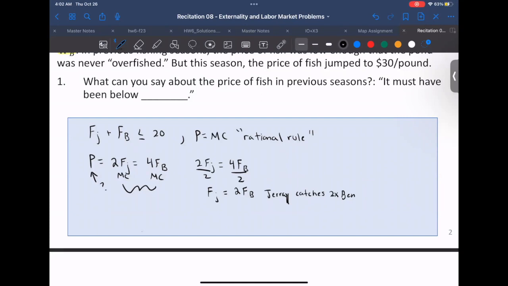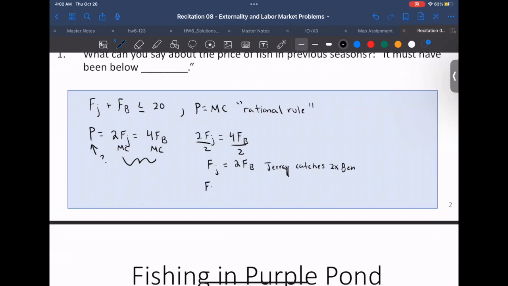Now, with that said, FJ plus FB must be equal to 3FB. How do we know that? Because FJ, as we solved for here, is equal to 2FB. So we end up with this equation becoming this equation.